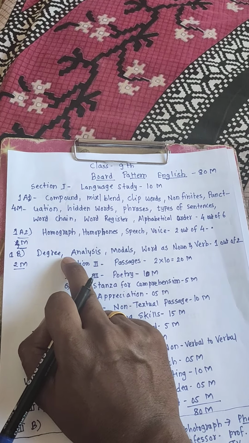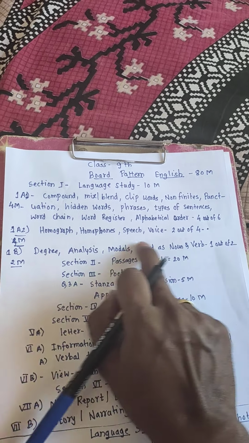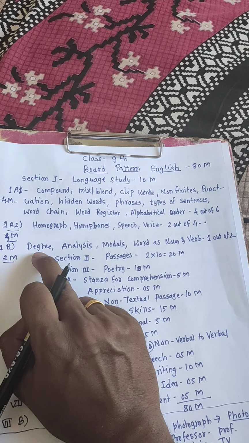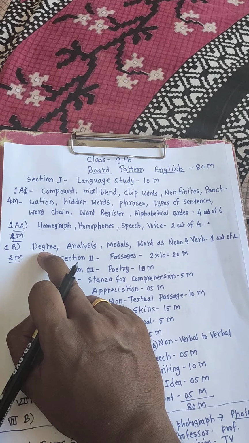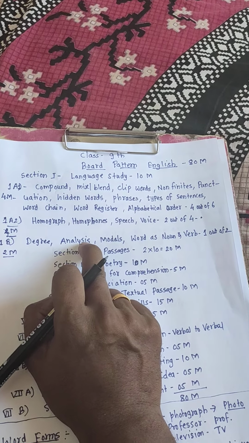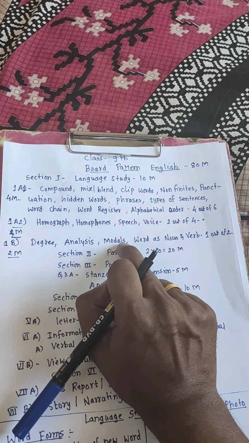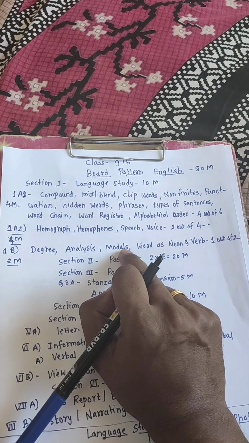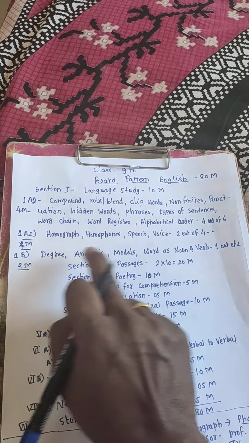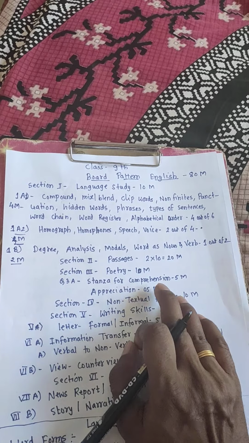And first B, there will be 2 questions given to you. You have to attempt 1. And those 2 questions will be based on degree, analysis of clauses. Degree already you have studied. 3 types: positive, comparative, superlative. Analysis, it is based on clauses. Clauses you have studied, so it's not very easy. Modal auxiliaries you have studied, and using the same word as noun and verb. So it is again for 2 marks. So in total, section 1 language study is for 10 marks.